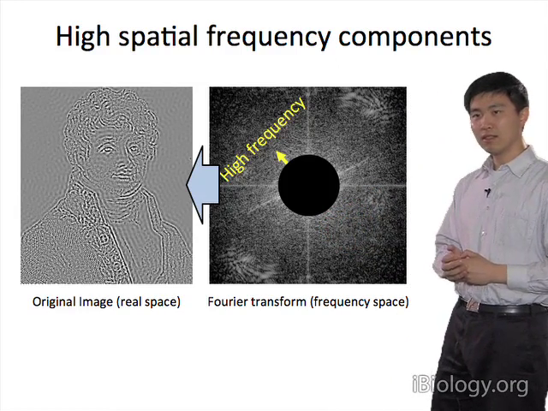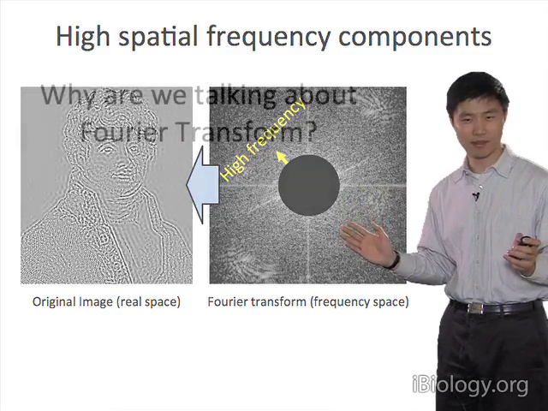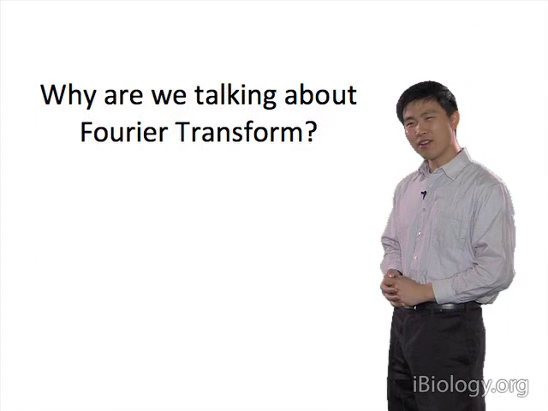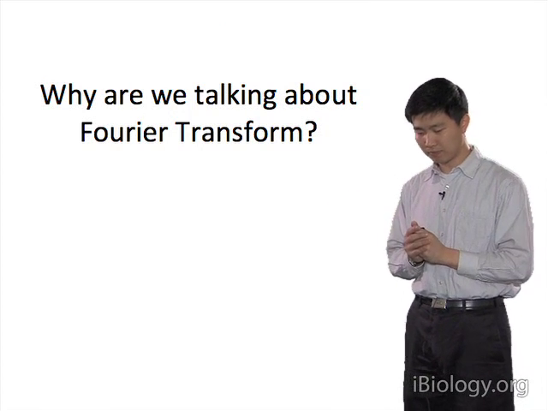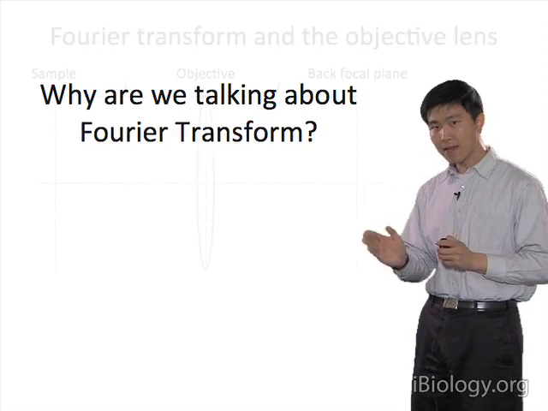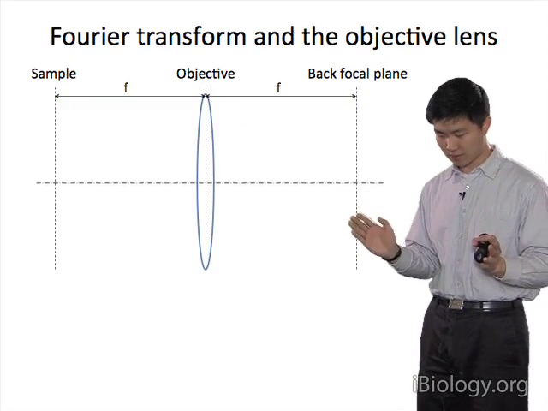Okay, that's enough math. That's enough very abstract concepts. Why are we talking about the Fourier transform? How is that related to microscopy? Okay, let's come to the very basics of image formation in a microscope.